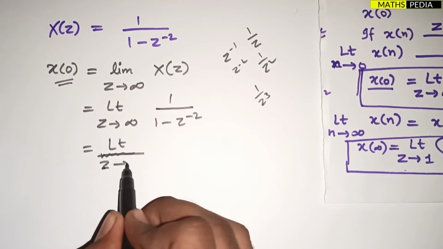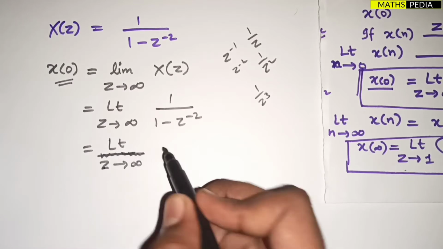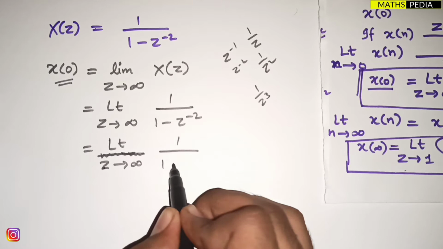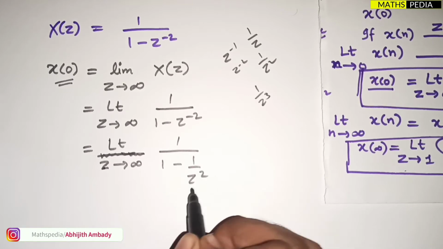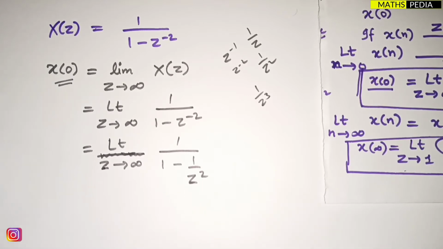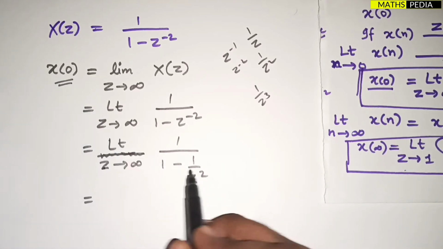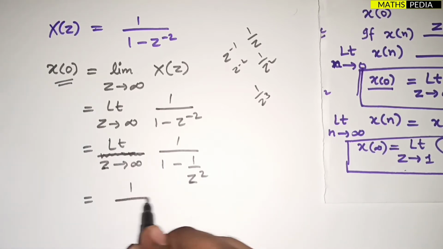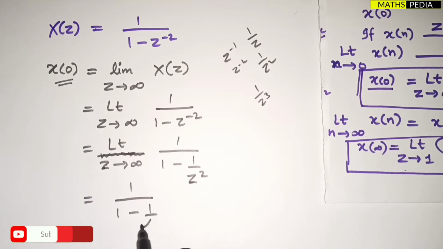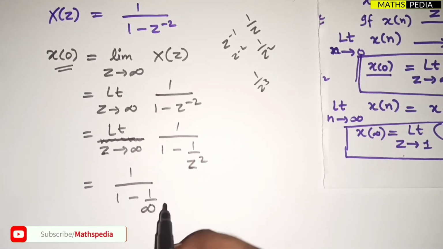Limit z tends to infinity, this thing is not there. So 1 by 1 minus 1 by z power 2. I can write it in this form also, okay, for better understanding. Now here I'll substitute what? Z tends to infinity, so I'll put the limits here. So this will be 1 by 1 minus 1 by infinity. Correct? Infinity square you can put.